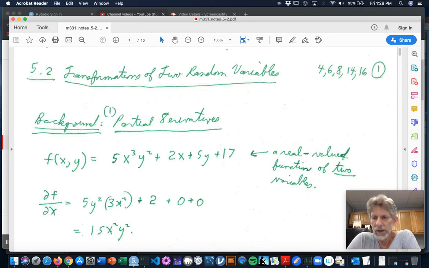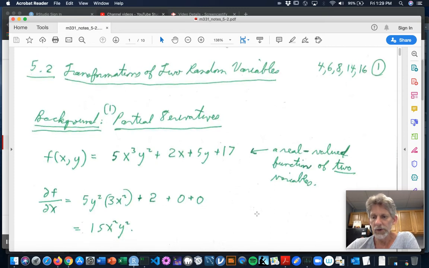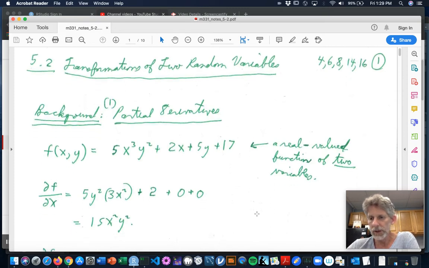Now we're going to be talking about transformations of two random variables. So the idea is we're in a bivariate situation and we do transformations on both those random variables at once in kind of a mixed way, and we look at the distribution of these transformations. So we're going to need to throw in some background for those of you who have not yet taken Calc 3 or aren't far enough along yet in Calc 3.